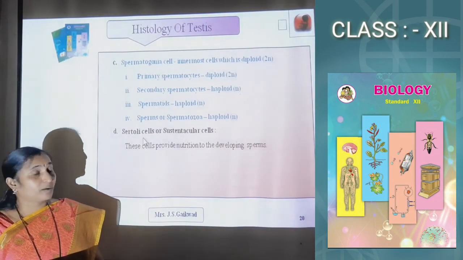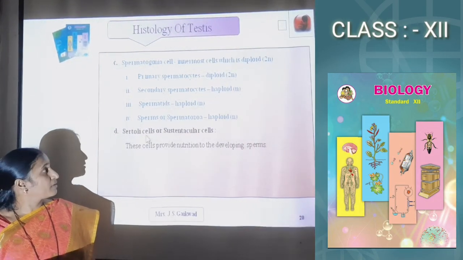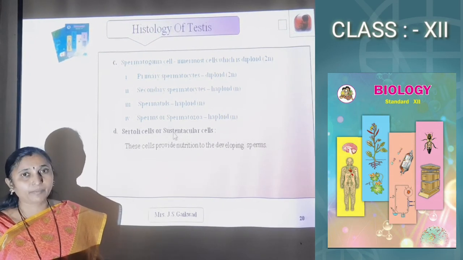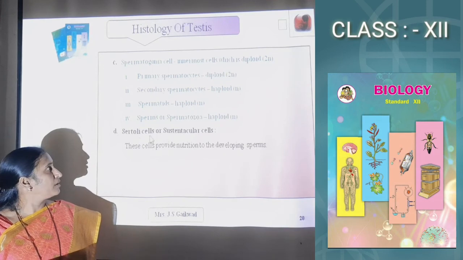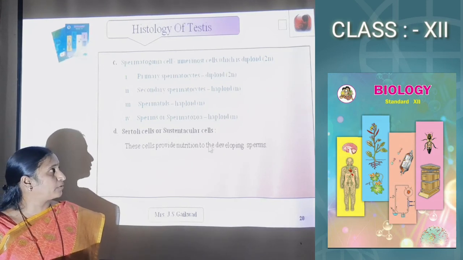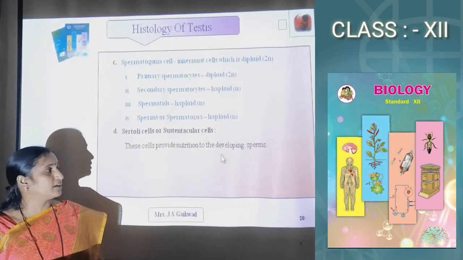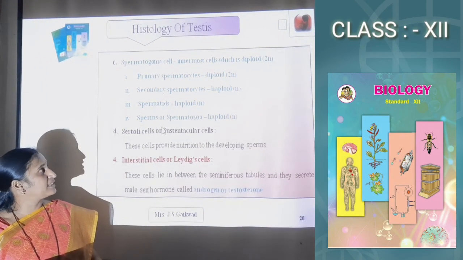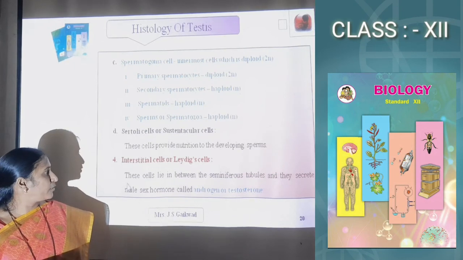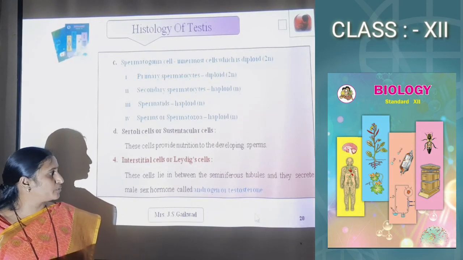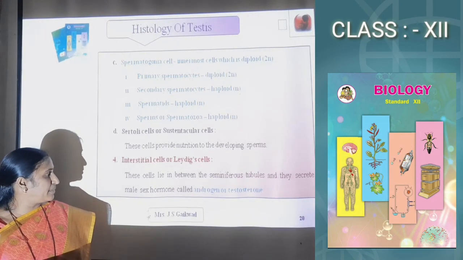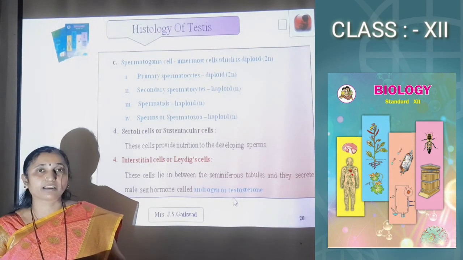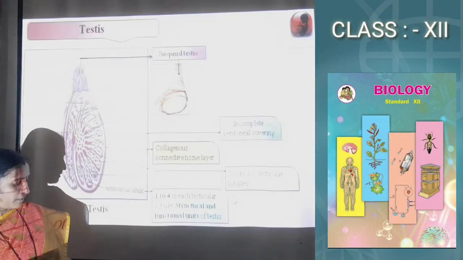Now Sertoli cells, another point which is also essential. Another name of Sertoli cells is sustentacular cells. This may be asked in the CET or NEET exam. Sustentacular cells provide nutrition to the developing sperms, and then there are the interstitial cells or the Leydig cells. Okay, note down, these cells lie between the seminiferous tubules, and they secrete the male sex hormone, androgen or testosterone, which controls the secondary sexual characteristics in males. Thank you.